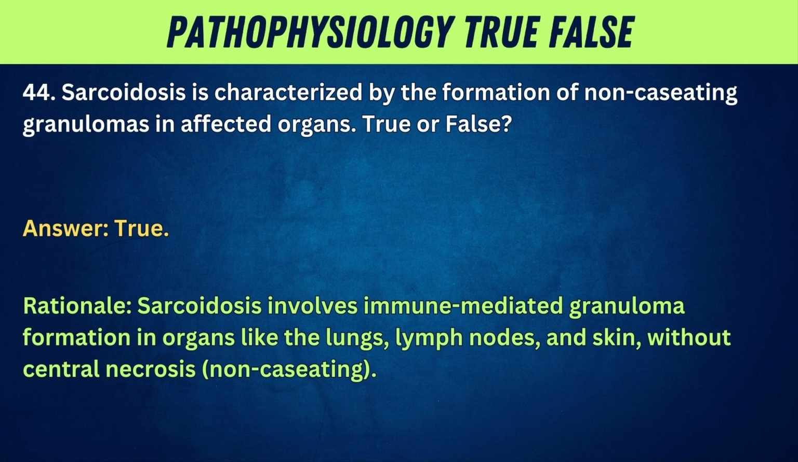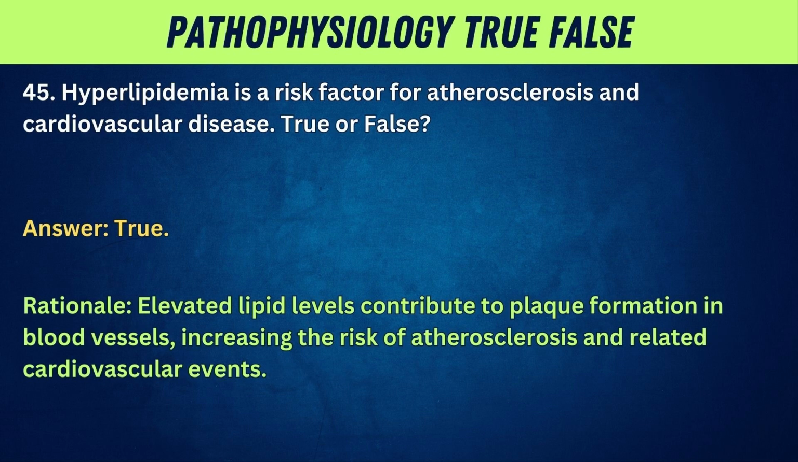True or false? Answer: true. Rationale: sarcoidosis involves immune-mediated granuloma formation in organs like the lungs, lymph nodes, and skin, without central necrosis, non-caseating. 45. Hyperlipidemia is a risk factor for atherosclerosis and cardiovascular disease. True or false? Answer: true. Rationale: elevated lipid levels contribute to plaque formation in blood vessels, increasing the risk of atherosclerosis and related cardiovascular events.